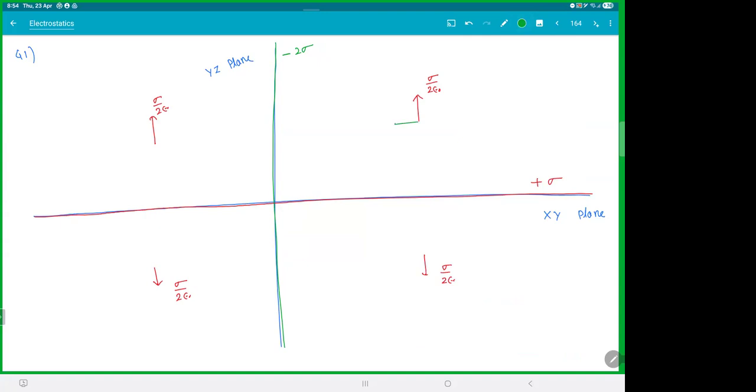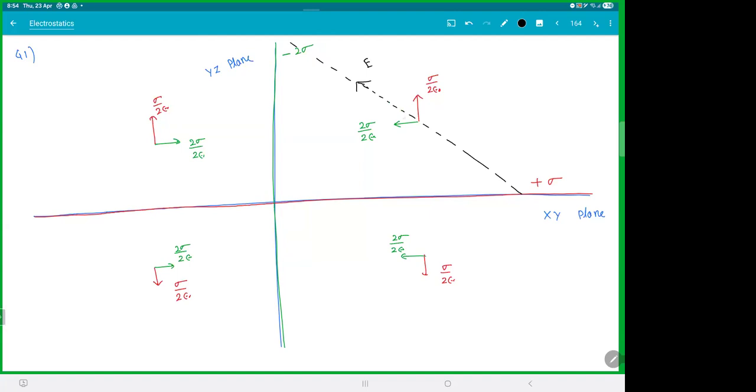The green one will attract towards the plate. So that would be 2 sigma by 2 epsilon. Minus indicates direction, which I showed already. So this is 2 sigma by 2 epsilon, 2 sigma by 2 epsilon and 2 sigma by 2 epsilon. So you can clearly see the field lines are actually in this direction. If you see, this is how the field is.